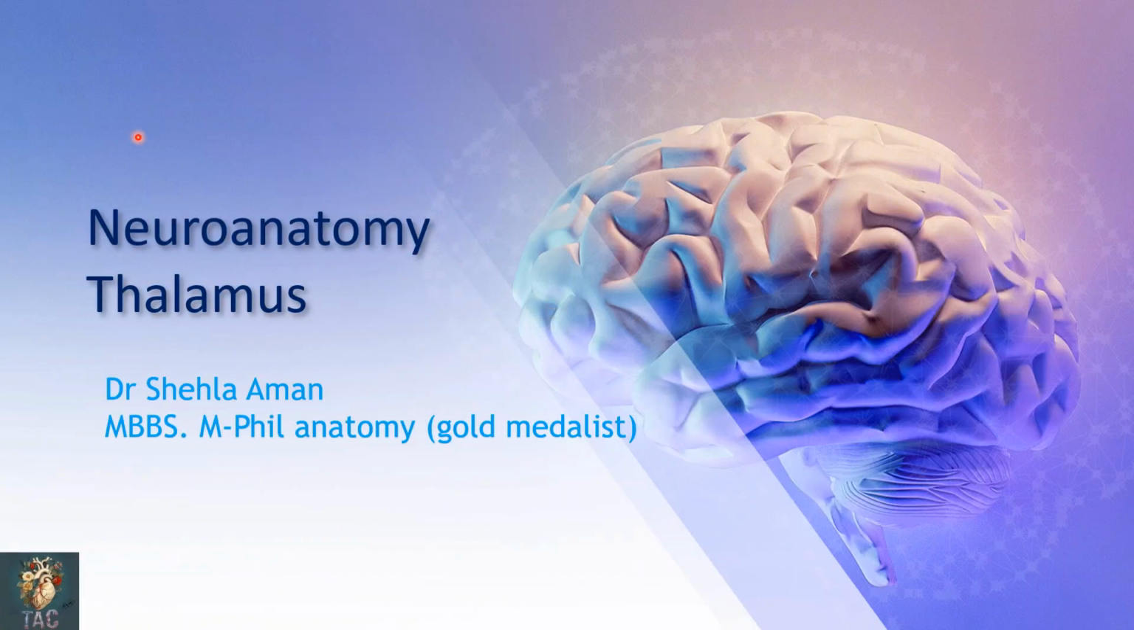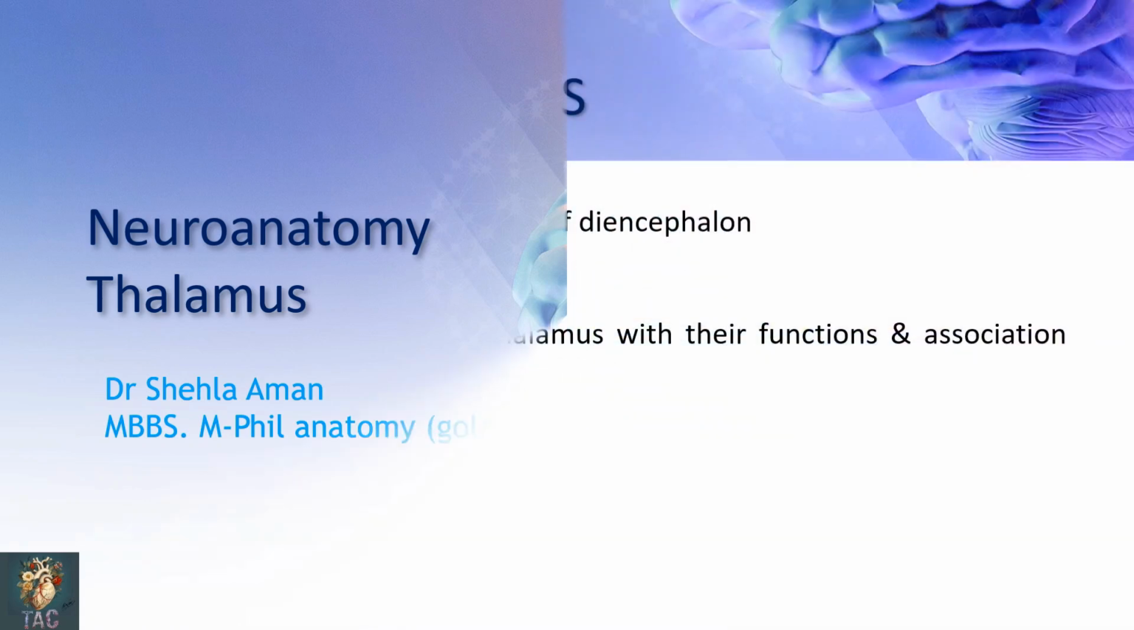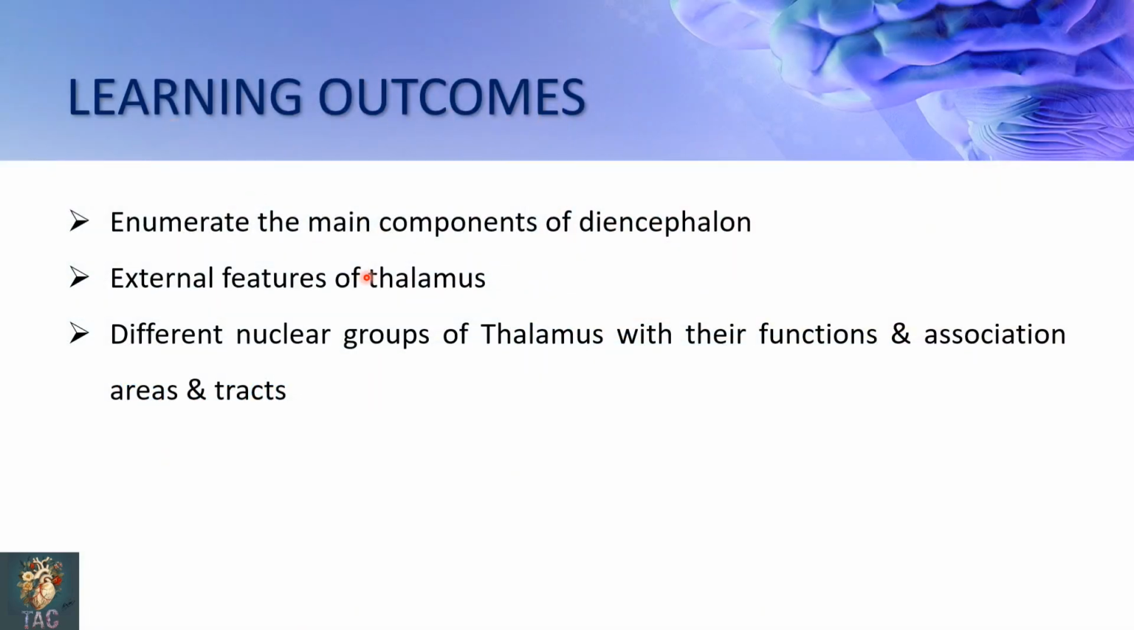In today's class of neuroanatomy we are going to discuss the structure and different functions of the thalamus. So the learning outcomes for today's class are to enumerate the main components of the diencephalon, then the external features of the thalamus and different nuclear groups of the thalamus with their functions and association areas, and the tracts which are related with these nuclear groups.